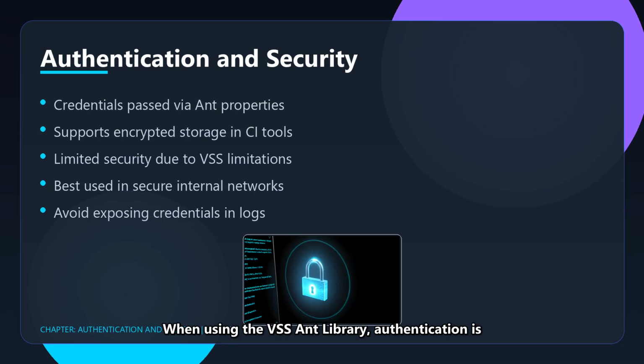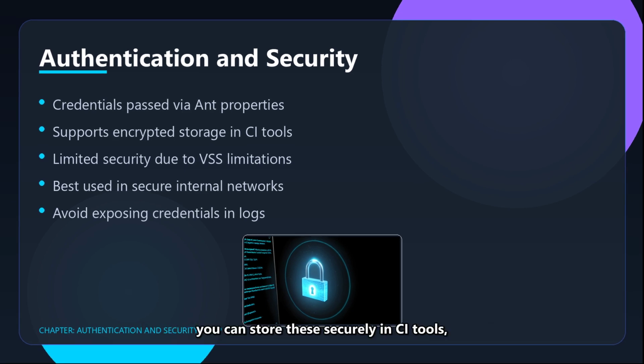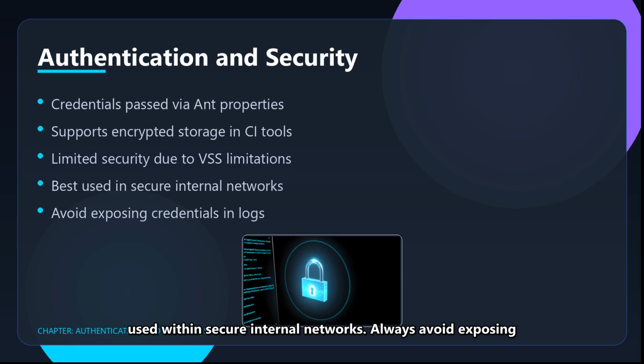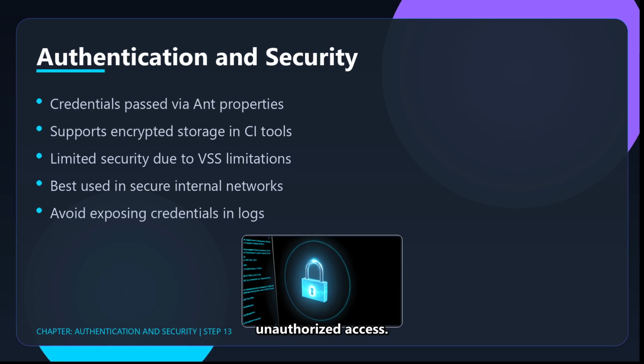When using the VSS Ant library, authentication is handled by passing credentials via Ant properties. While you can store these securely in CI tools, VSS itself has limited security features. It's best used within secure internal networks. Always avoid exposing credentials in logs or build outputs to prevent unauthorized access.